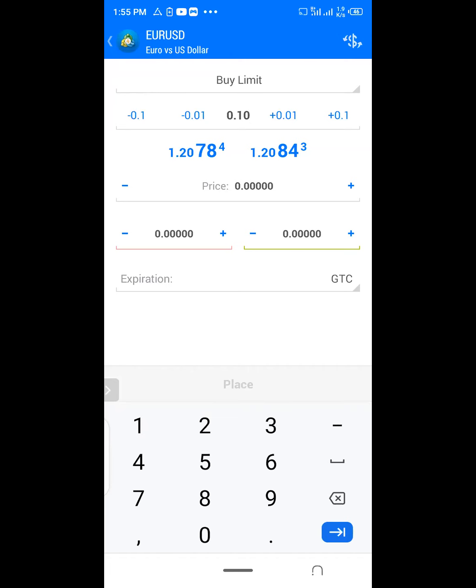All right. So now the third type of lot size is the standard lot size. The standard lot size is from 1.00 to infinity. That's the third type of lot size. So per pip of 1.00, I'll be making $10.